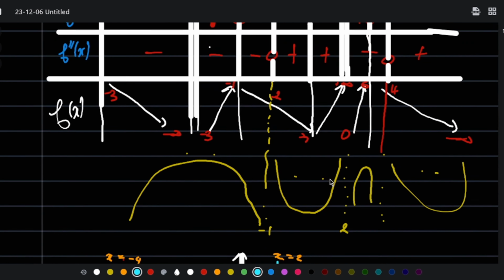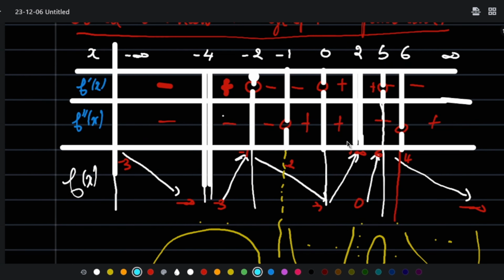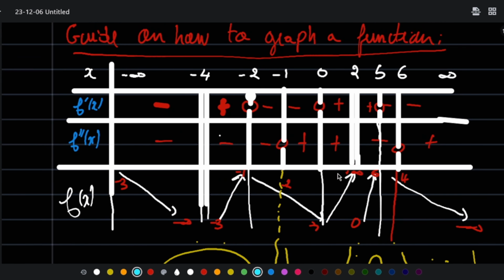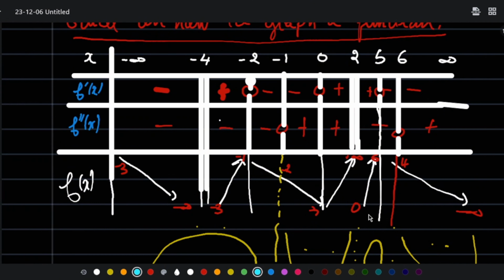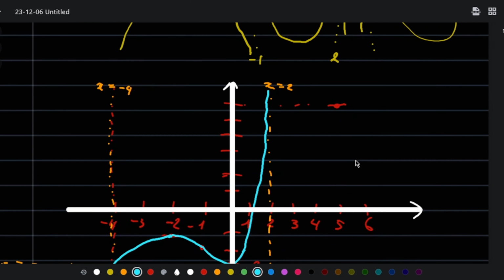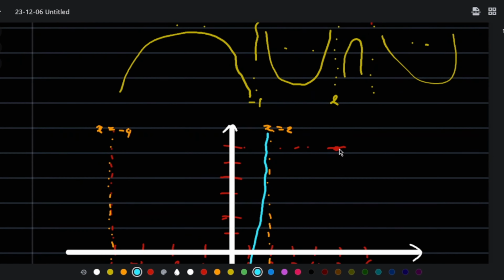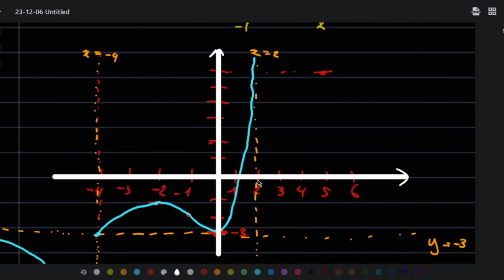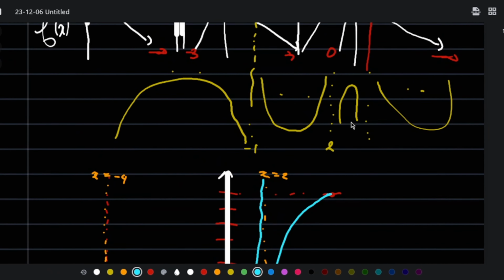Then the limit from the right of 2 is 0, and here it's increasing, it goes to 6, but it is concave. So at 2 here, it will go from 0, from this point to this point, and it should be concave, so it would be something like this. All right.